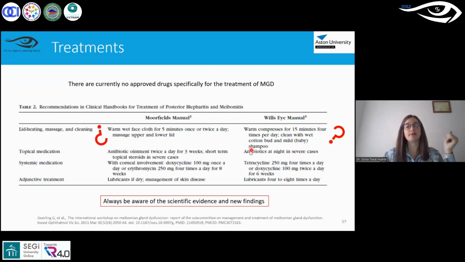And actually we know that shampoo harms the goblet cells within the tear film, within the surface of the eye. So we need to make sure that we're aware of the new findings and always keep up with the evidence, because maybe we're trying to provide a treatment to a patient and actually we're not helping, we're doing the opposite.